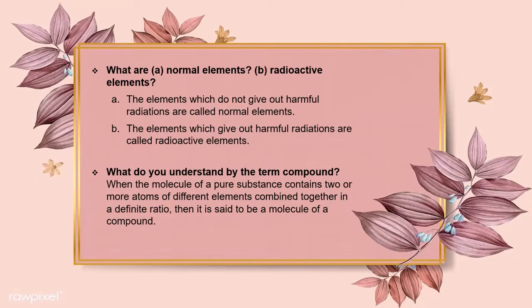What are A. Normal elements, B. Radioactive elements? For letter A, the elements which do not give out harmful radiations are called normal elements. And for letter B, the elements which give out harmful radiations are called radioactive elements.